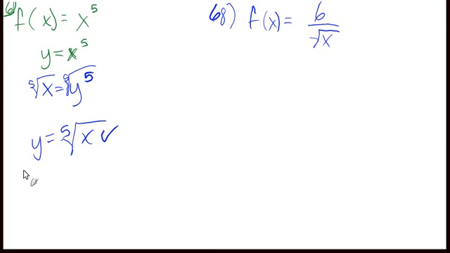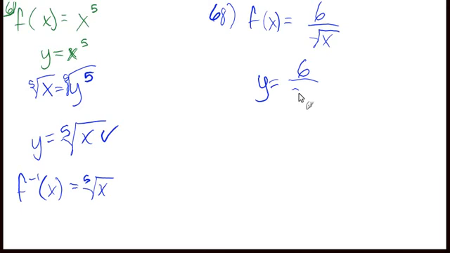Remember, let's go back to function notation, and this will be how we say that this is the inverse. If this up here is f, then the way we say that this is the inverse is to put a negative 1 up here like this. Alright, for this one, let's say y equals 6 over the square root of x. I just changed the f of x into a y.